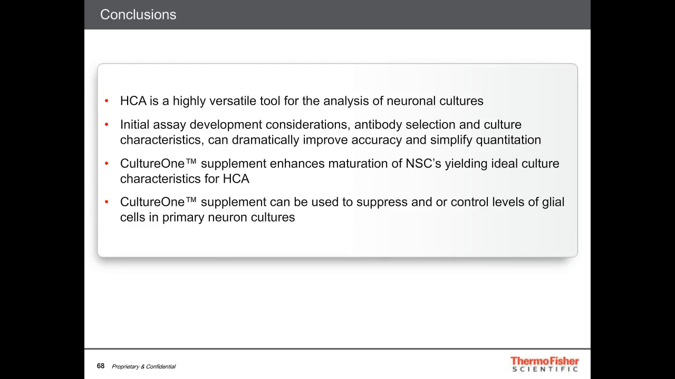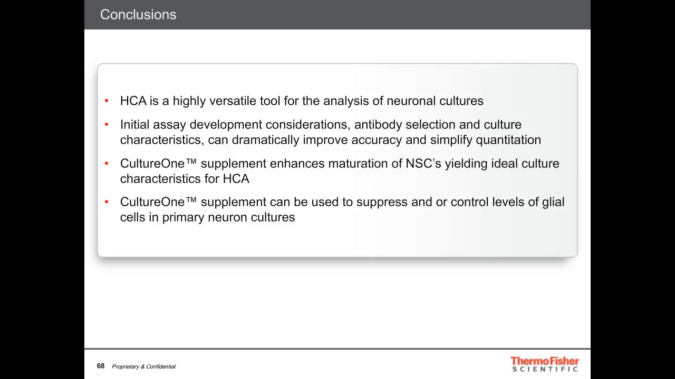And again, getting short on time, but this is just how we are identifying these. The mask is on the right. So to wrap up the conclusions here, high content analysis is a highly versatile tool for analysis of neuronal cultures.